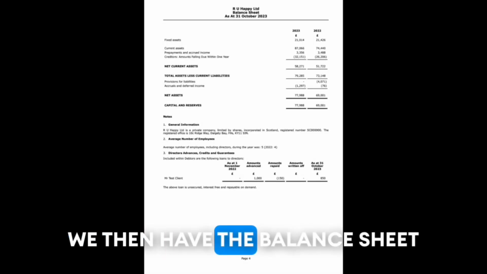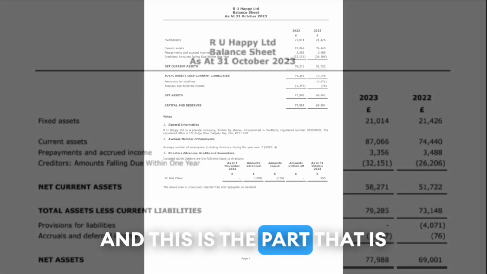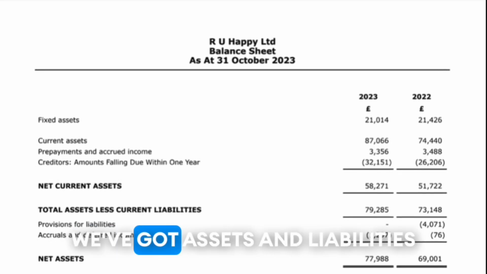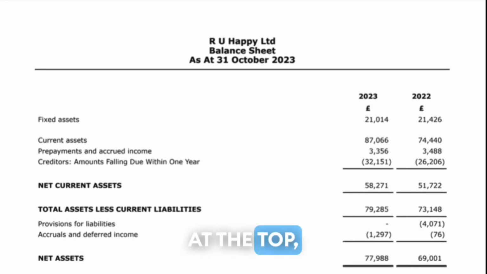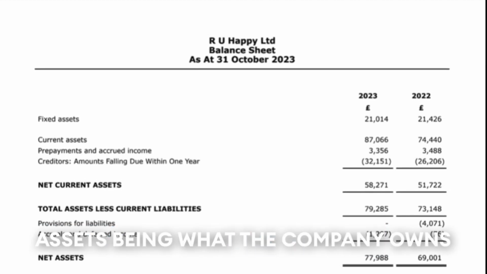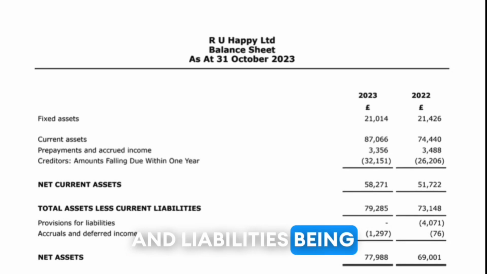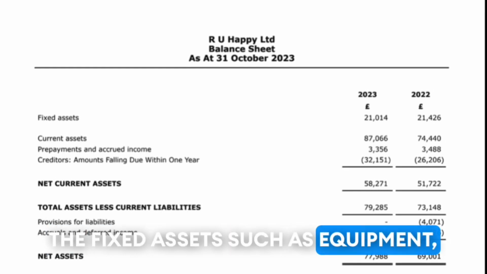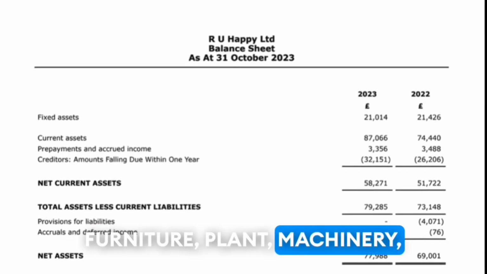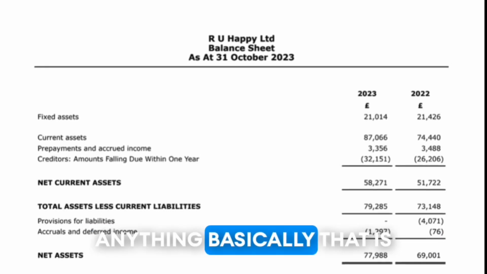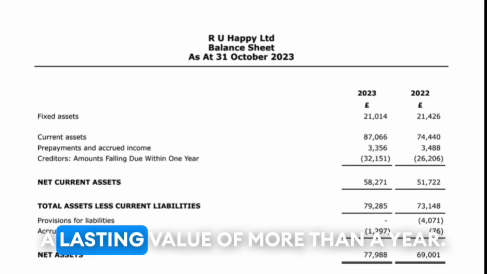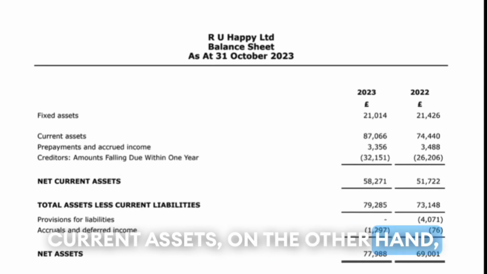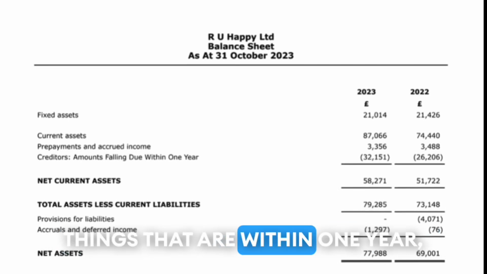We then have the balance sheet, and this is the part that is reported to Companies House. It is in two halves. We've got assets and liabilities at the top, assets being what the company owns and liabilities being what the company owes. The fixed assets such as equipment, furniture, plant, machinery, land and property, anything basically that is in the company with a lasting value of more than a year. Current assets, on the other hand, tend to be things that are within 1 year.